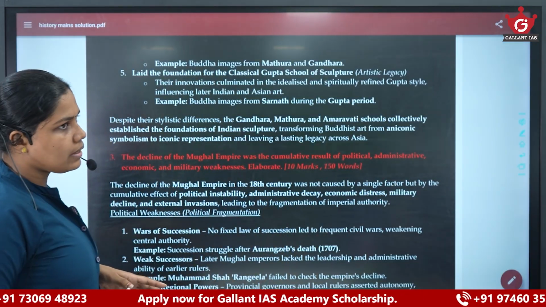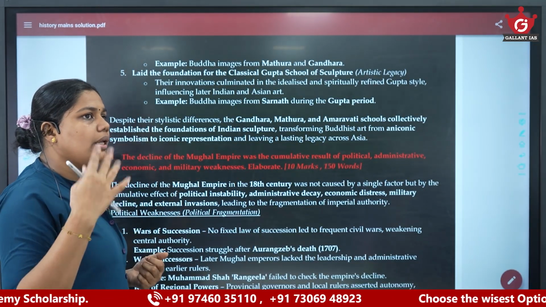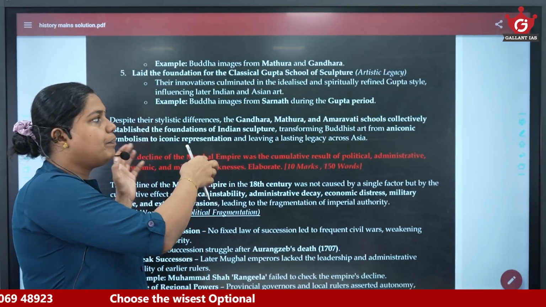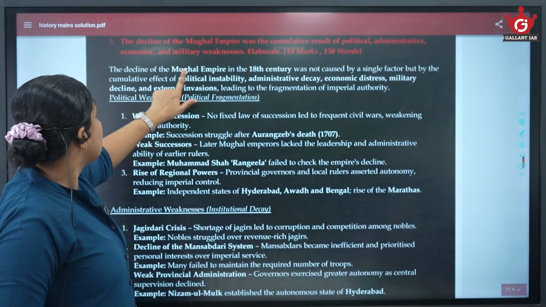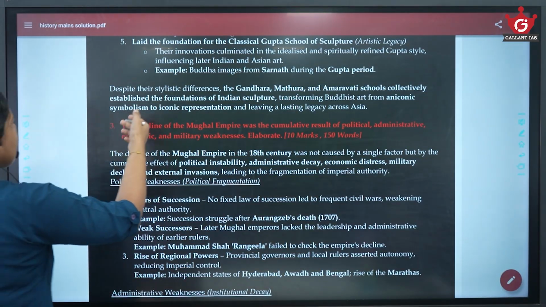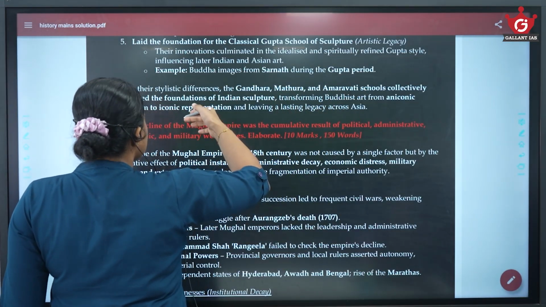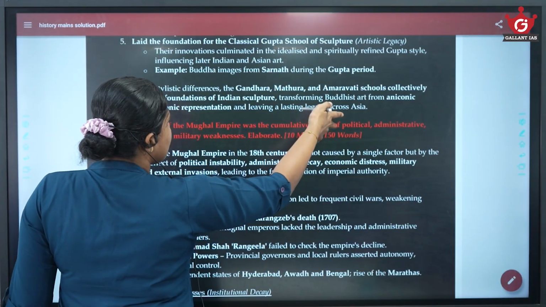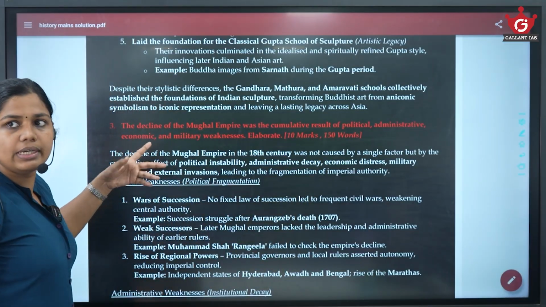Since we have addressed both parts of the question, to add some value you can add a map showing the Gandhara region, the Amaravati region, and one more, the Mathura region. That is the addition that can be given to this question, and after that you can conclude: despite the different styles, the Gandhara, Mathura and Amaravati schools collectively established the foundation of Indian sculpture, transforming Buddhist art from symbolic to human form. Use whatever keywords you want here, and you can definitely conclude the answer.